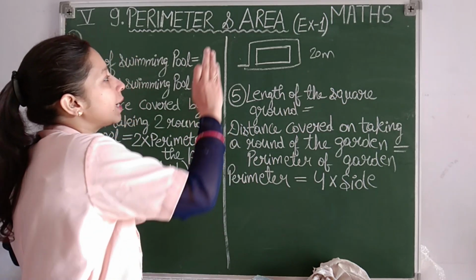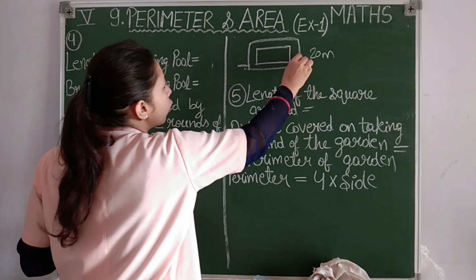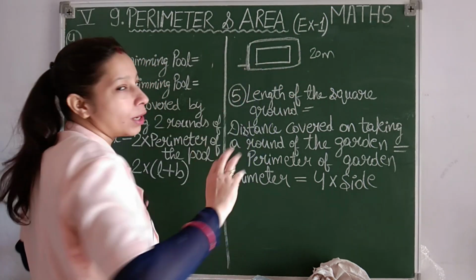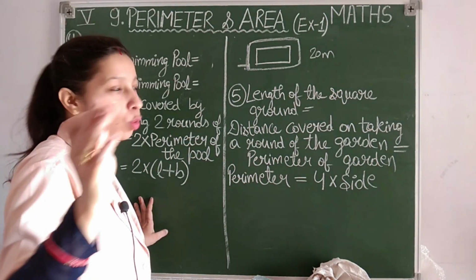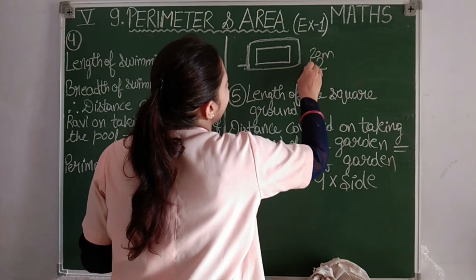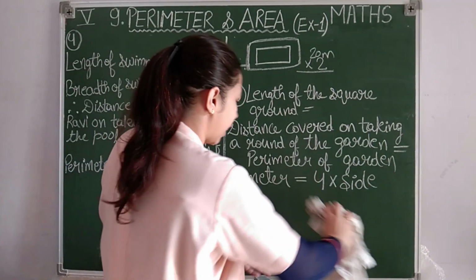So students, to find the total distance, first you will put the formula, that is 2 into (length plus breadth). You will find the perimeter of the pool, and as Ravi has taken 2 rounds, at last we are going to multiply the perimeter by 2. I hope the solution is clear to you. Now let us see it also.